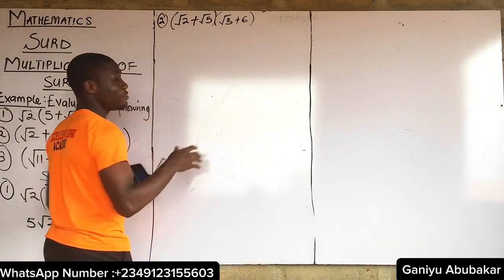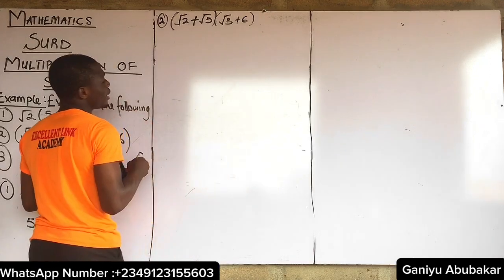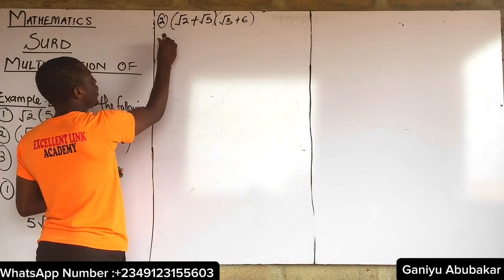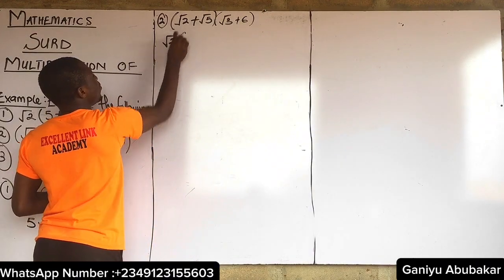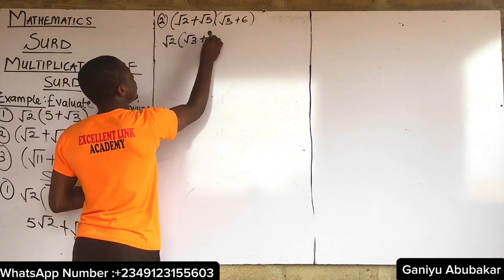For teaching's sake, my first task is to expand through. How do I expand? I'll pick out the first term here, that's root 2, and multiply it by everything here, that's root 3 plus 6.